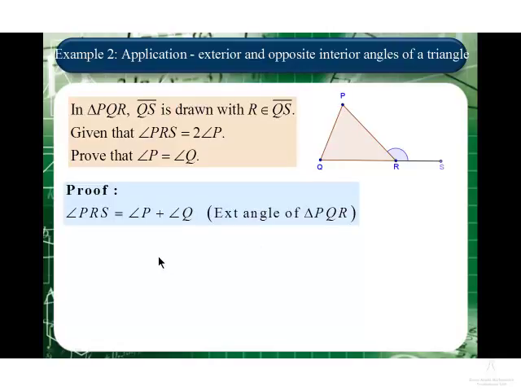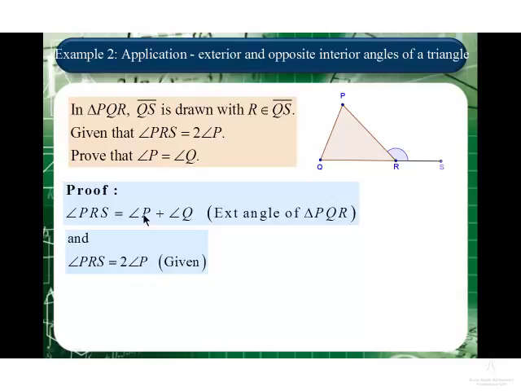Well, we make use of the results that we know. We know from a formal proof that we have seen before that the angle PRS, that is the exterior angle of the triangle, is equal to the sum of the opposite interior angles, namely angle P plus angle Q. Also, it is given to us that this particular exterior angle PRS is twice the size of the one opposite interior angle, namely the angle P, that is given.